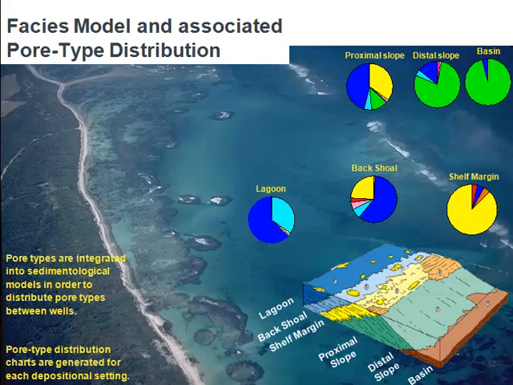Pore types are integrated into sedimentological models in order to distribute pore types between wells. Usually there is no simple relation between pore types and depositional setting, and one pore type can occur in several different settings. Pore type distribution charts are therefore generated for each depositional setting, and these are applied to distribute pore types within each sedimentary phase. The colors in the pie charts represent different pore types, whereas the colors in the sedimentological model represent different depositional settings.